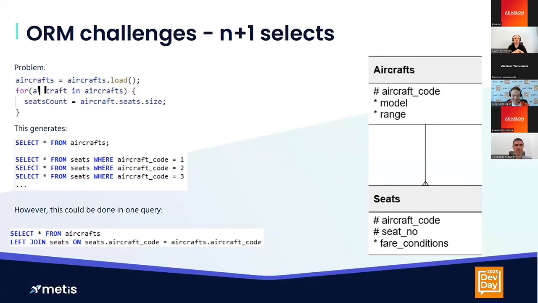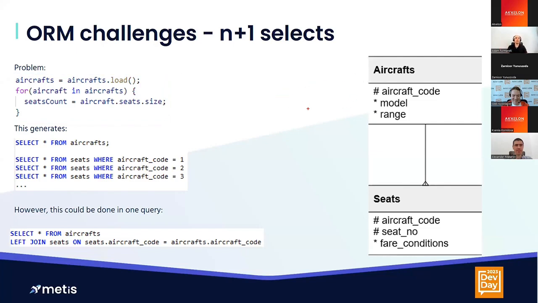ORMs, so object relational mappers, let us write a little bit of application code in JavaScript, Python, C#, whatever language of your choice, and then they translate the query to a SQL statement behind the scenes. So let's take the example of the n+1 select problem.